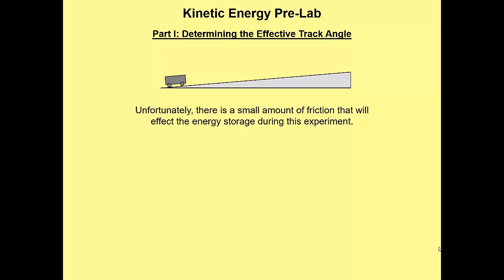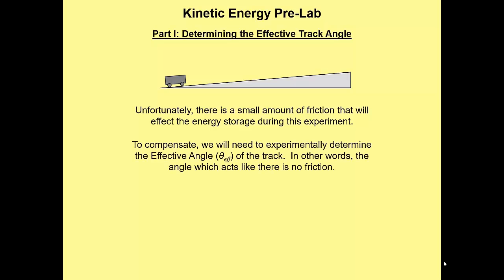Right? And that makes it hard to deal with because dissipated energy is really hard to measure, right, and to control. So what we're going to do instead, we're going to play a little trick here, which is we're going to do a part one to this lab where we are going to figure out what we are going to call the effective angle of the track, theta sub EFF, right? The effective angle of the track. This is the angle of the track as if it had no friction, right?